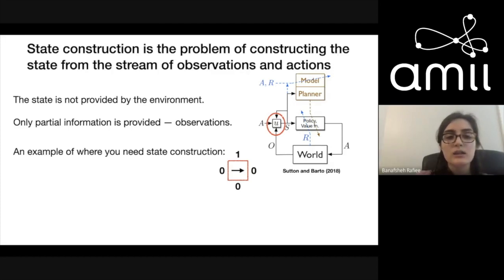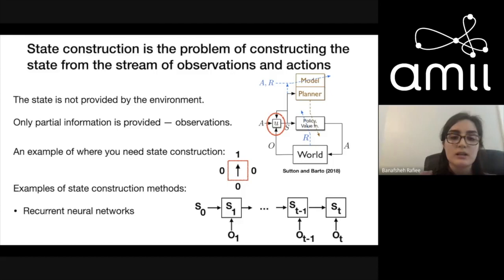So let's take a look at a simple example where state construction is needed. This is a partially observable environment where we have 4 states, top, right, bottom, left, and the actions are turning left and right, but there's only one binary observation signal. So the agent observes the same observation in 3 of the states, and it needs to construct the state itself from the stream of observations.